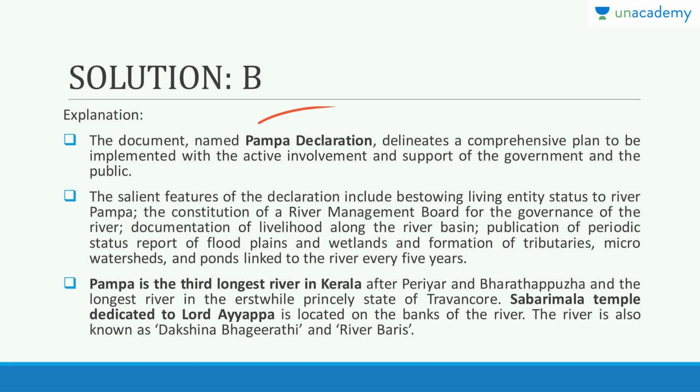So the document named Pampa Declaration delineates a comprehensive plan to be implemented with the active involvement and support of the government and the public. It is the third longest river in Kerala after Periyar and Bharatapuzha, and the longest river in the erstwhile princely state of Travancore. And Sabarimala Temple, dedicated to Lord Ayyappa, is located on the banks of the river. It is also known as Dakshin Bhagirathi and River Baris.